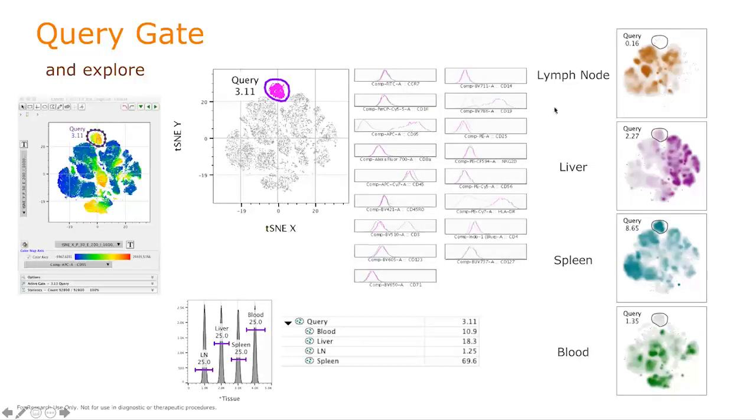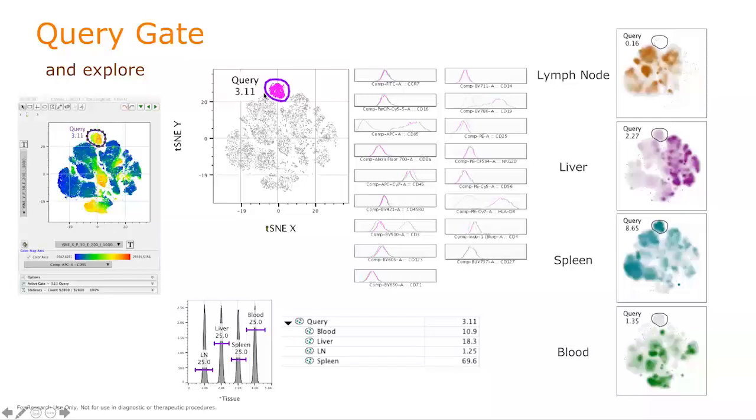And that's what I'm doing here, showing the magenta trace is what the expression pattern is of the query gated region, and the gray trace is all of the cells in the system. So it's easy to phenotype just by moving the query gate to a region that you're interested in and then looking at the expression pattern.